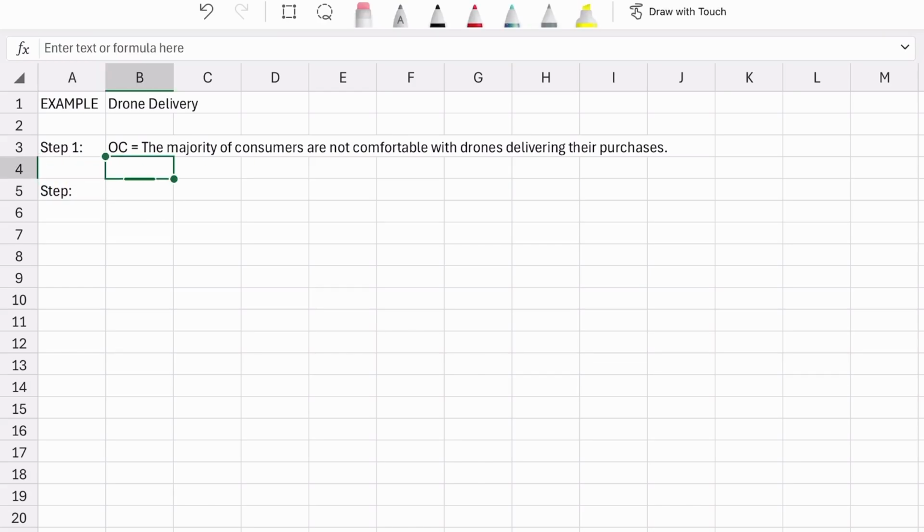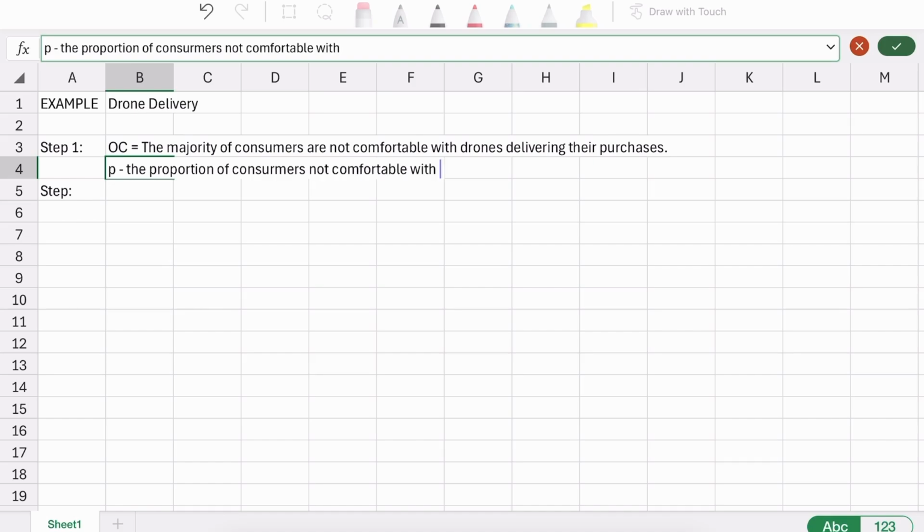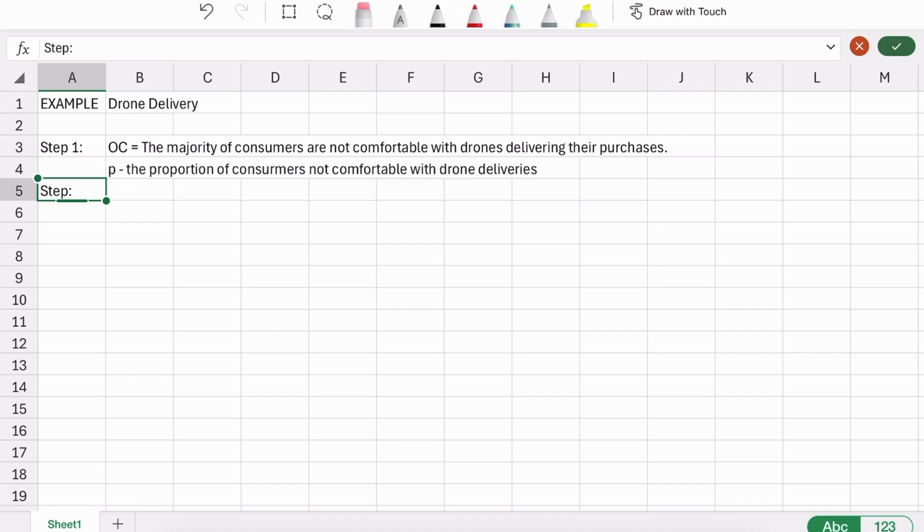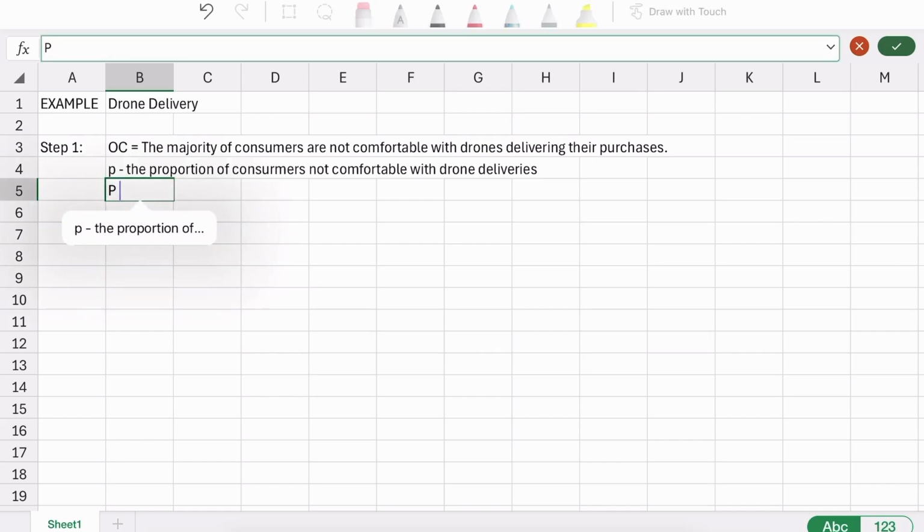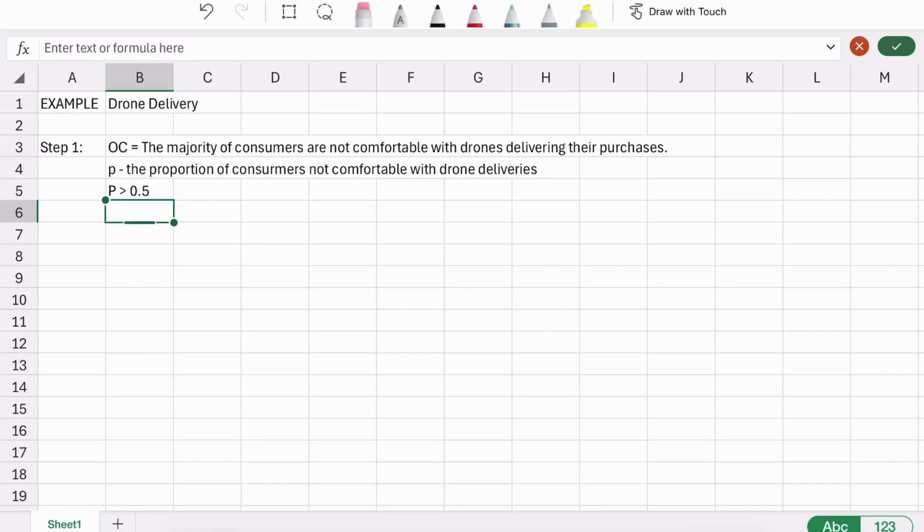What's step 2 now? We want to write this claim in symbolic notation. We're talking about a majority of customers. Well, a majority is more than 50%. That's a proportion. And so this original claim is that if we let P be the proportion of customers not comfortable with drone deliveries, then our claim in symbolic notation is P is greater than 0.5. I'm using P rather than P hat because this is a population parameter.